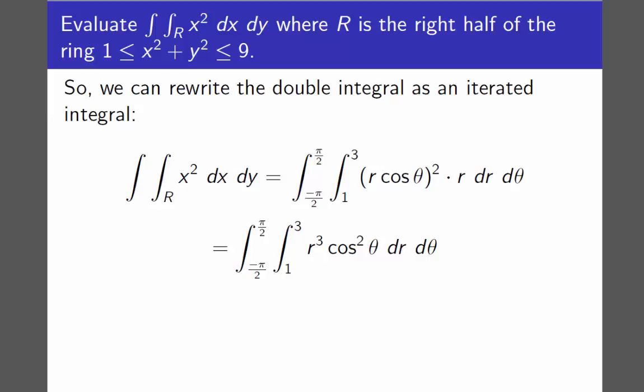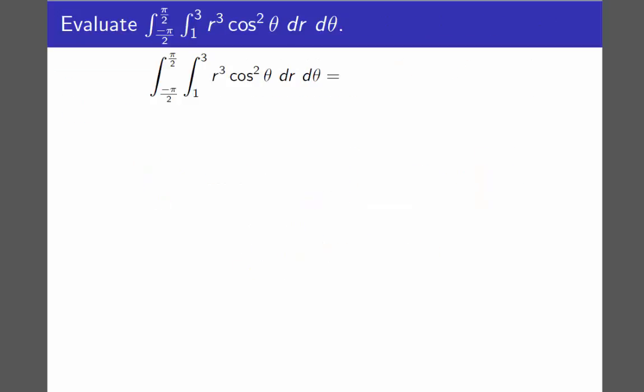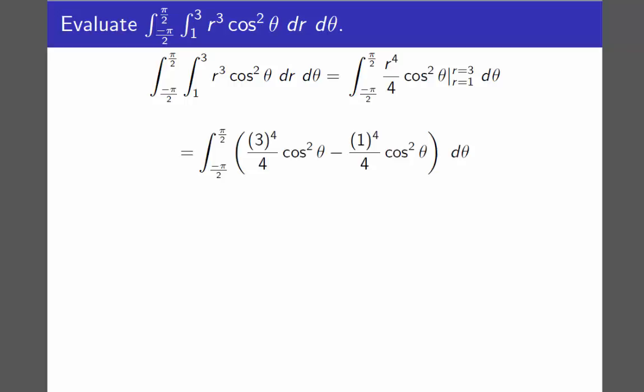From here, we just do simple calculus 2 techniques to solve the inner integral first. So doing this, we get the integral from negative pi over 2 to pi over 2 of r to the fourth divided by 4 cosine squared theta, and then we need to evaluate from r equals 1 to 3, and then still do another integral with respect to theta.